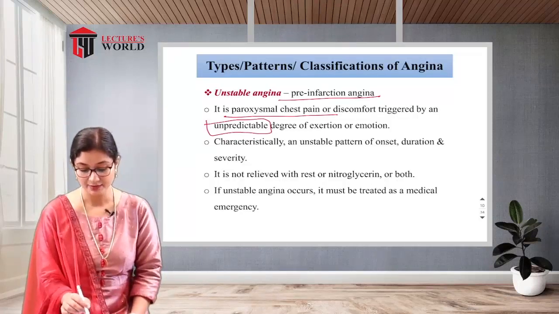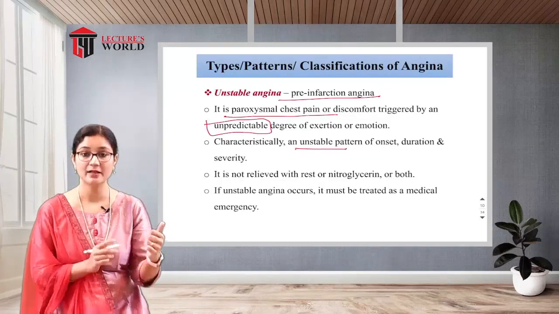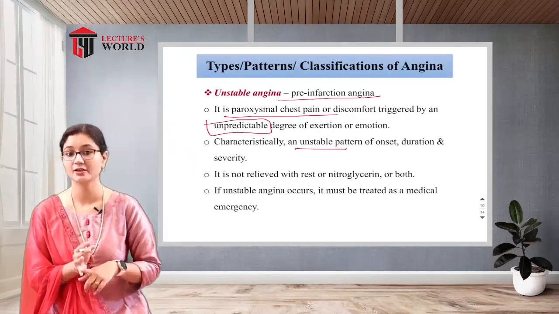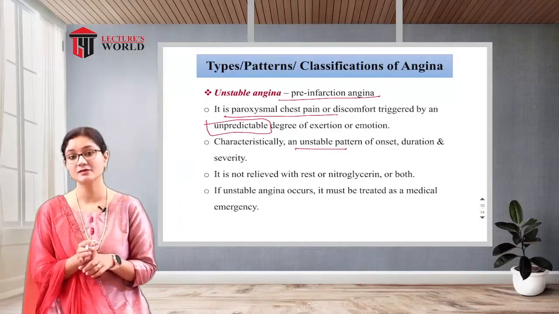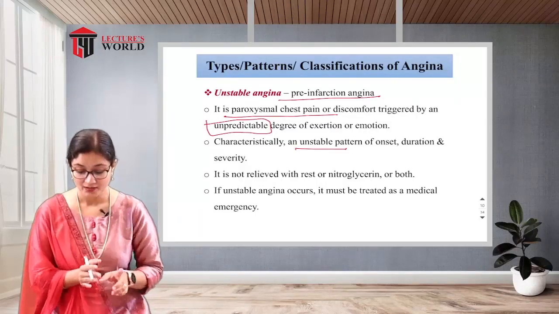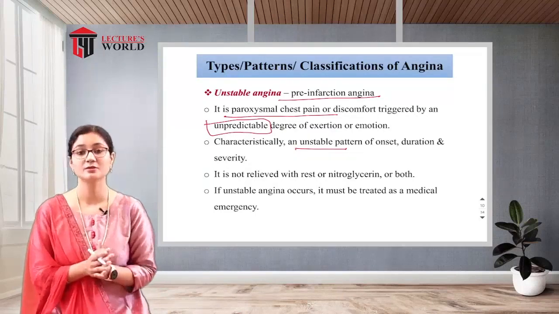Characteristically, an unstable pattern. So there was a stable pattern. Here what you are going to write: unstable pattern. I don't know when it's going to start. I don't know what will be the duration. I don't know what will be the severity. I don't know these three things about the person.